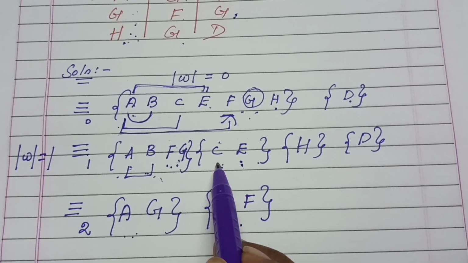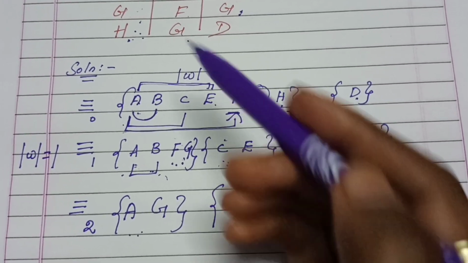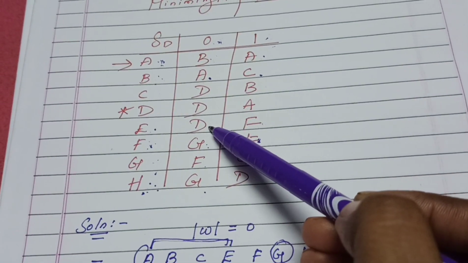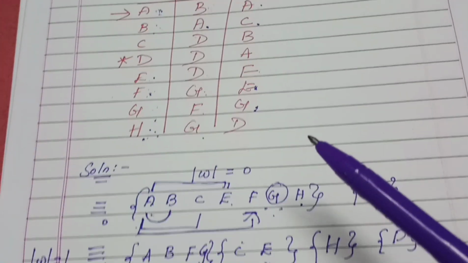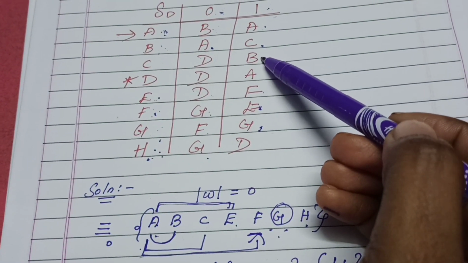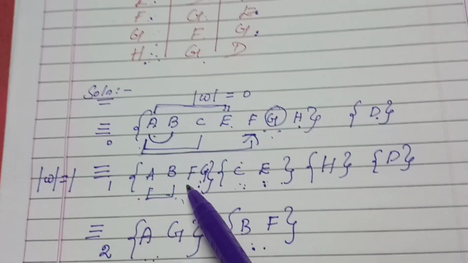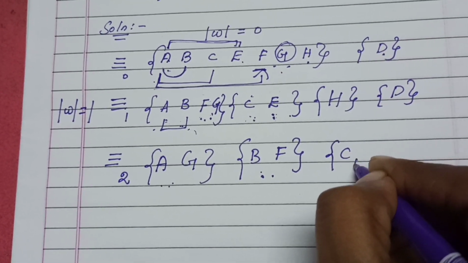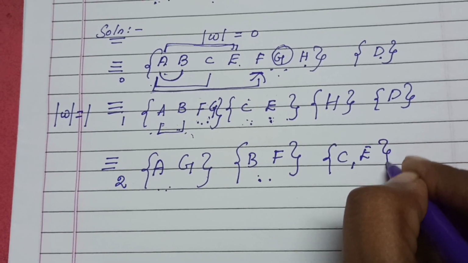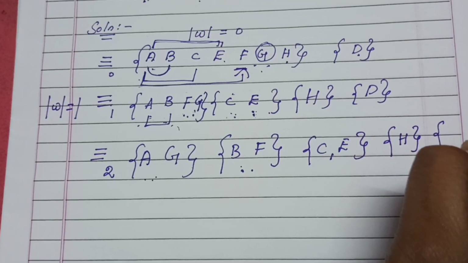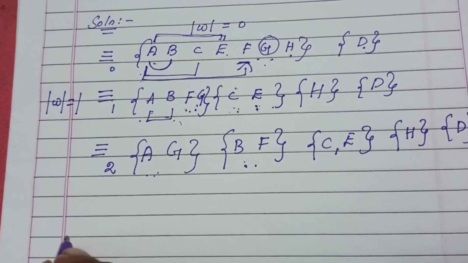Okay, now let us go with the C and E and we check. C and E on reading 0, it goes to D. Right, it belongs to the same set. C and E on reading 1, it goes to B and F. Of course, B and F also belong to the same set. So even at this step also C and E are indistinguishable. Let me write the remaining sets as it is. So we found equivalence class 2.